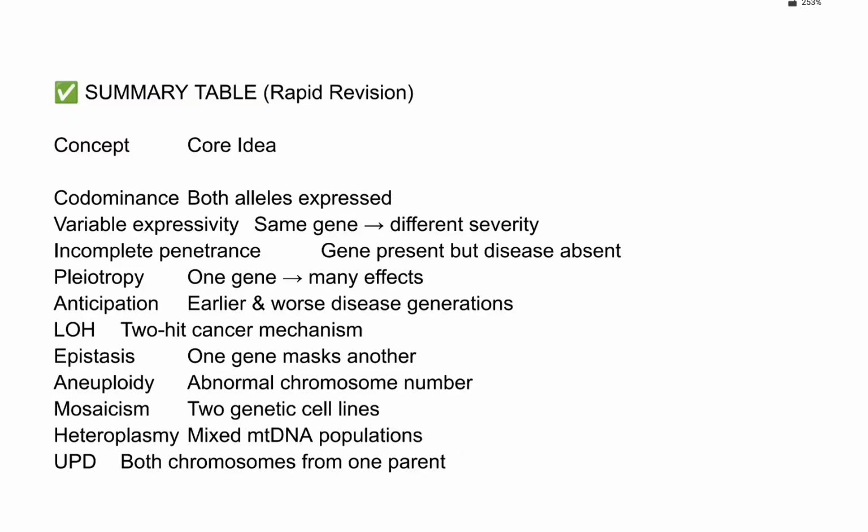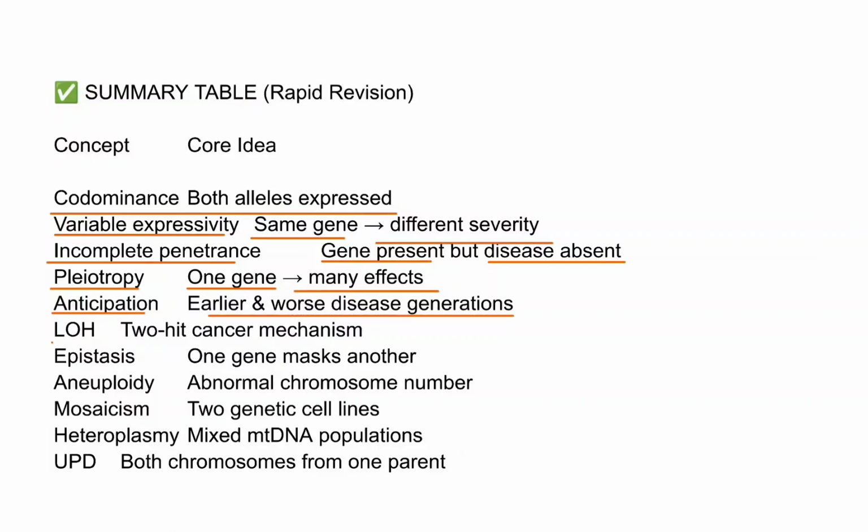Now we will discuss a summary of these concepts and the core ideas. Codominance: both alleles expressed. Variable expressivity: same gene, different severity. Incomplete penetrance: gene present but disease absent. Pleiotropy: one gene, many effects. Anticipation: earlier and worse disease in later generations. LOH: two-hit cancer mechanism. Epistasis: one gene masks another.